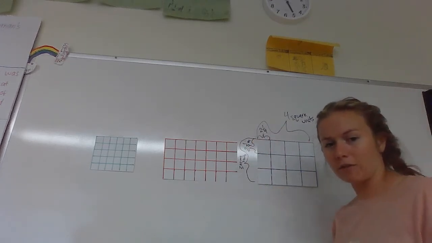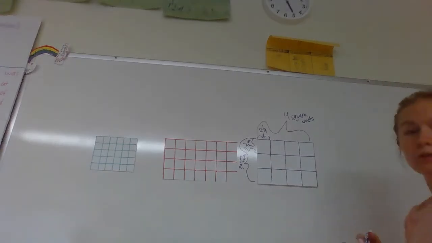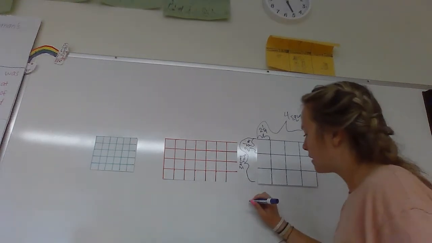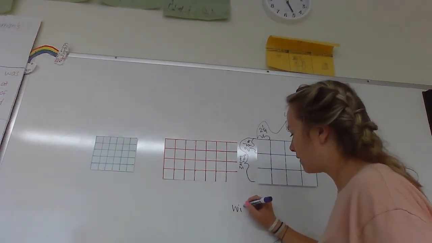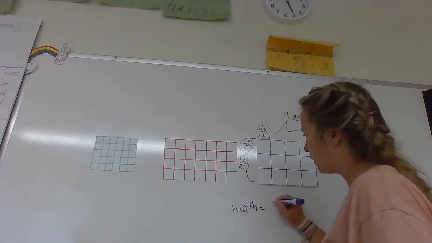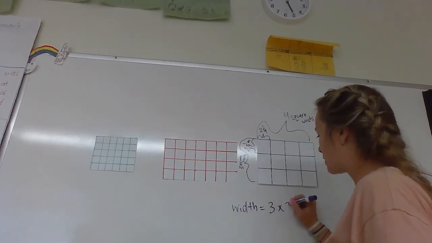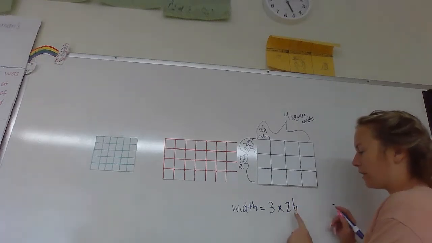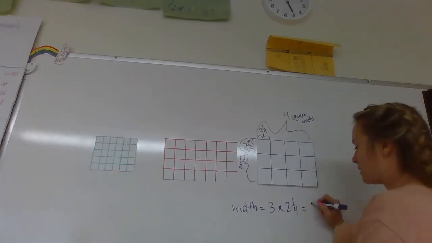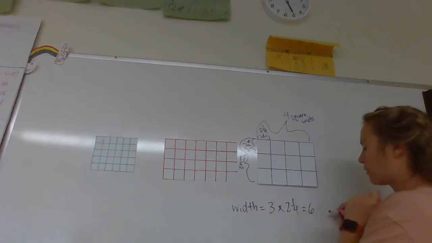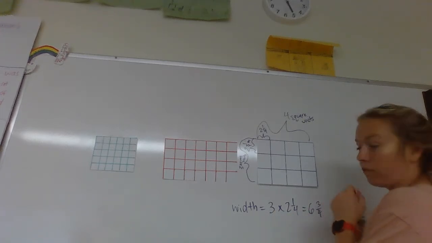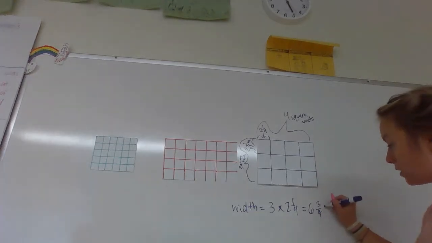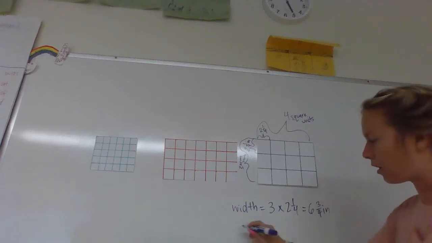Now, with this information, we need to multiply 3 by 2 1/4 to figure out our width. So our width equals 3 times 2 1/4. And what we do is we're going to take our 3, we're going to multiply it by 2. So 3 times 2 is 6. Now we do 3 times 1/4, and that is 3/4. So that would be 6 3/4 inches for our width.